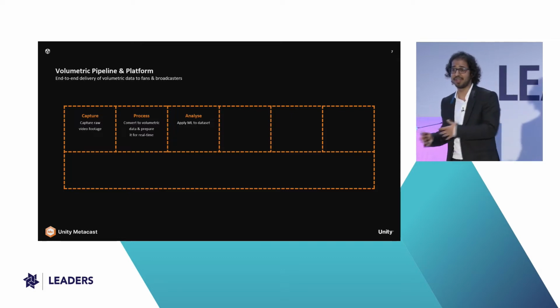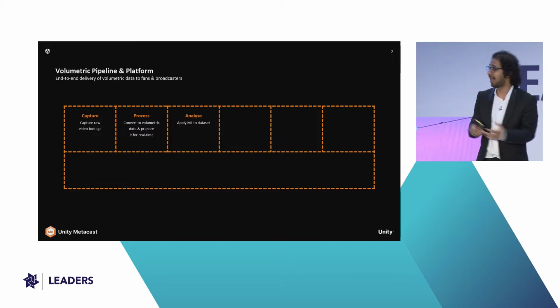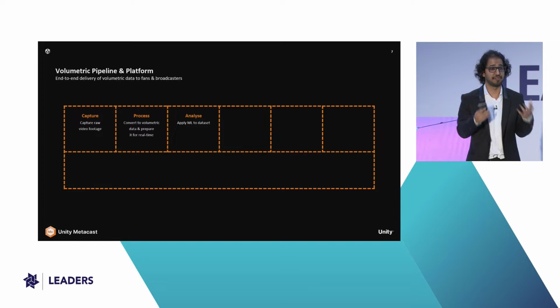Is it a corner kick? Is it a goal kick? Is it a takedown in an octagon? So different things can happen with ML, and you can use that intelligence in the next step.